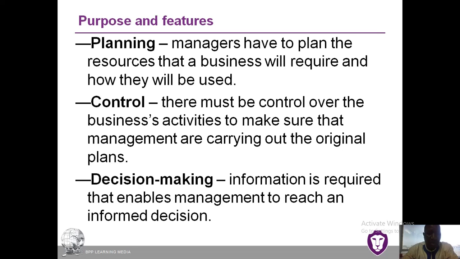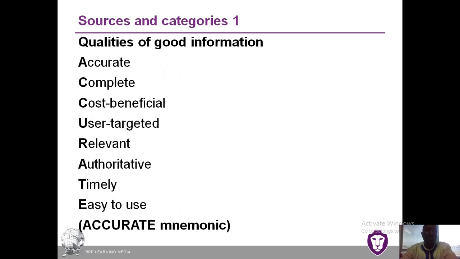Decision making, managers need information to arrive at informed decisions. Decisions can only be as good as the information on which you base your decision. So if you have good information, you can actually make proper decisions. So the information that is provided must have certain qualities that, of course, would describe that information as good information. So we look at the qualities of good information.